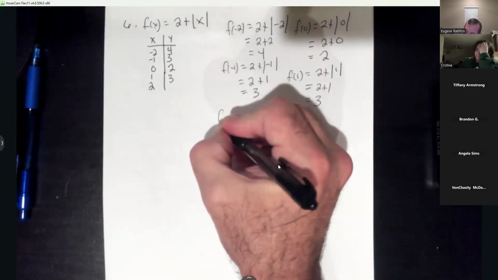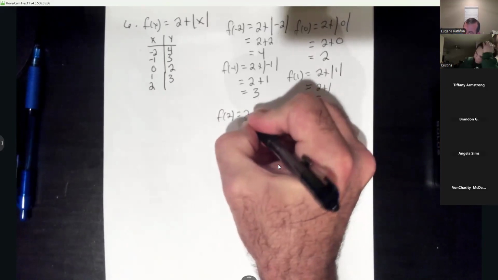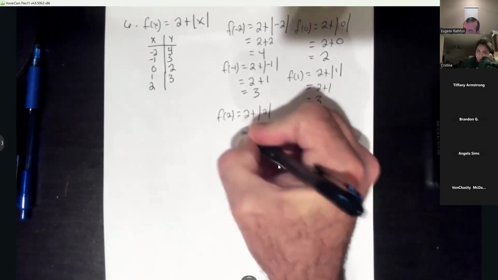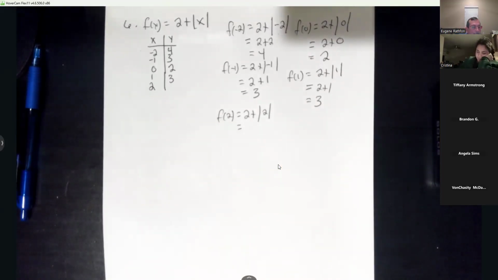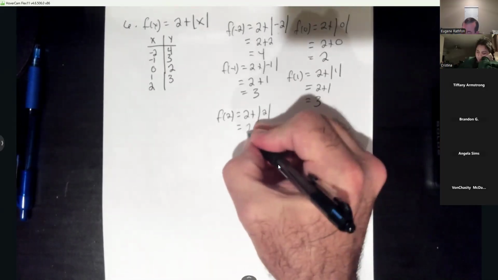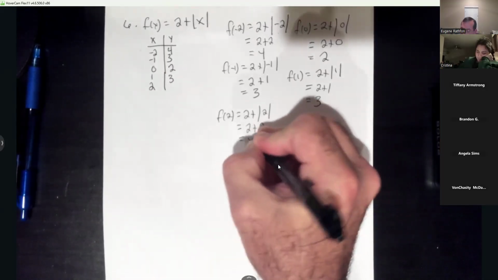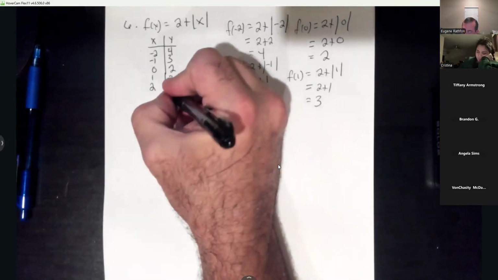And then we got f of 2. So 2 plus absolute value of 2. And what y'all got there? 4. Good job. Because that's 2 plus 2, which would be a 4.